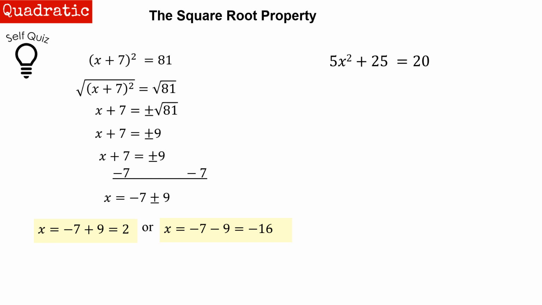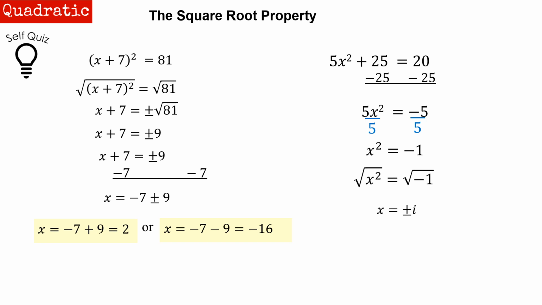The next one was a little tricky because we need to do a bunch of stuff. First of all, the x squared is not by itself, so we're going to subtract 25 from both sides. This is going to give us 5x squared equals negative 5. But that still gives us a problem because we don't have x squared by itself, which is easy to fix because we're just going to divide by 5. That gives us x squared equals negative 1. We take the square root of both sides, and that's going to give us x equals plus or minus i. And that's the answer.